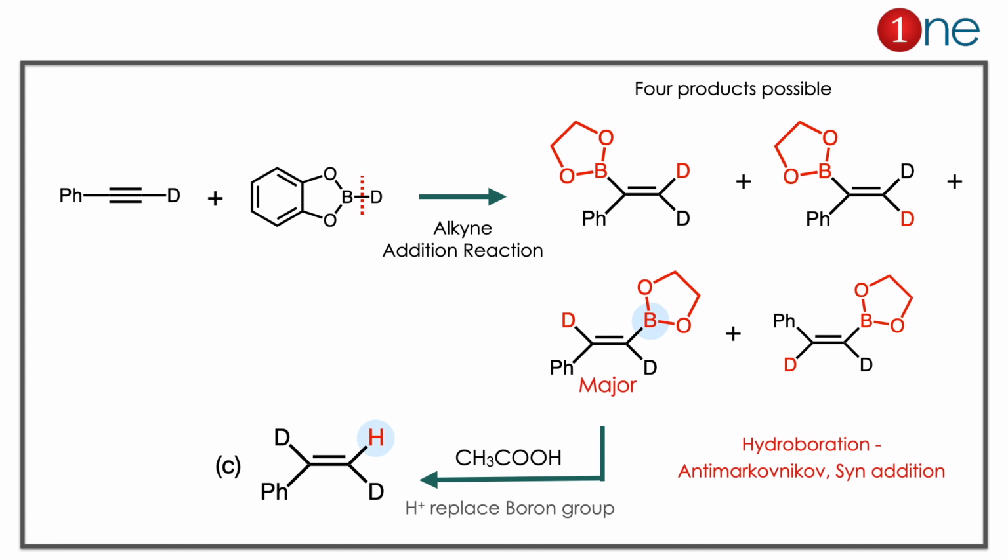Here you have to learn two important things. One is the hydroboration reaction. It's just anti-Markovnikov addition. It can occur in alkynes. Second thing is the acid's role. Mere acid can replace boron, and it replaces it with hydrogen.